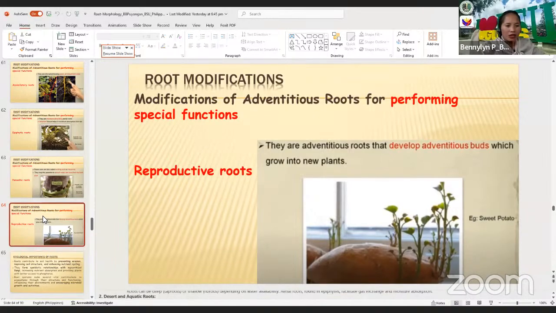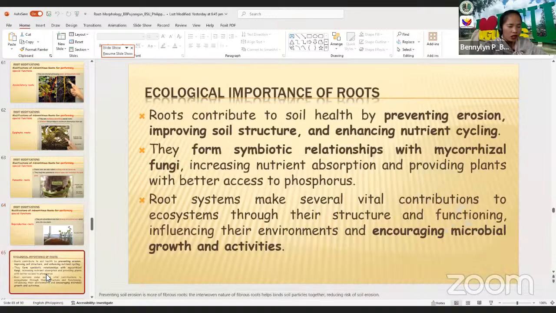So we are done with the root modification. From the introduction of root morphology to the basic anatomy of roots, the types of roots, and the root modification, we are now going forward to the ecological importance of roots. For the ecological importance of roots, roots contribute to soil health by preventing erosion, as was mentioned a while back, improving soil structure, and enhancing nutrient cycling.